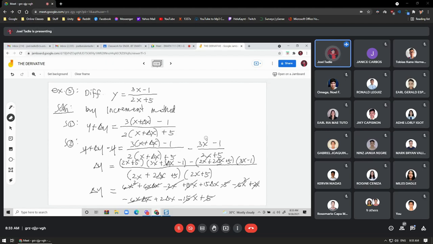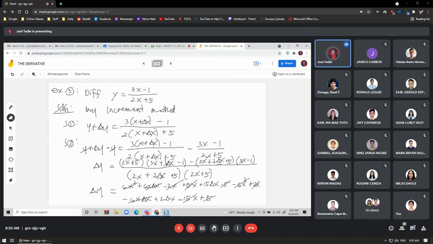So step number 1, we just substitute y by y plus delta y, and x by x plus delta x. So that's what we did in step number 1. Afterwards, we subtract y from y plus delta y. So y plus delta y minus y equals the right side of y plus delta y minus the right side of y, 3x minus 1 over 2x plus 5.